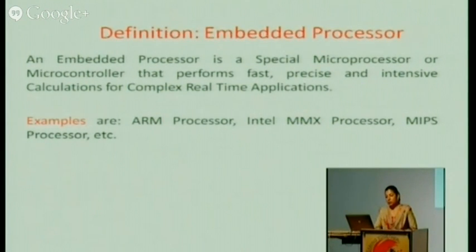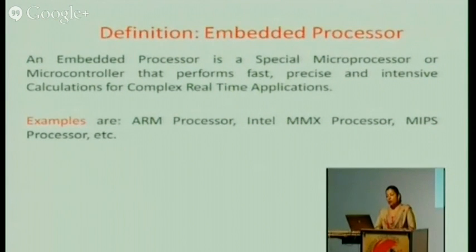Right? Now, a general processor, a microprocessor like the 8085 type of processor, provides applications in some general manner. Whereas if a special type of processor is used for embedded computation, it provides its application with that particular specific objective, right? So this type of processor performs fast, precise, and intensive calculations for complex real-time applications.